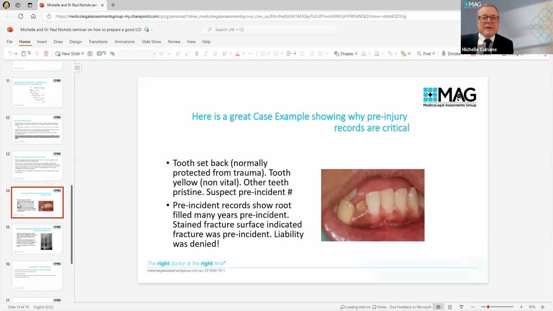Here we go. This is just for some entertainment. This is a classic case of how I really did need the pre-incident dental records, because this claimant claimed that tooth was broken in a recent car accident. But even lay people can see that that tooth has been set back. It's behind the canine on the left, and it's behind the tooth on the right, and it's going to be very difficult for anything to get in there and break that tooth. But you can see how it's a totally different colour. It's all yellow and old, and so I refused to make an opinion on that until I got the pre-incident records, and there it was.